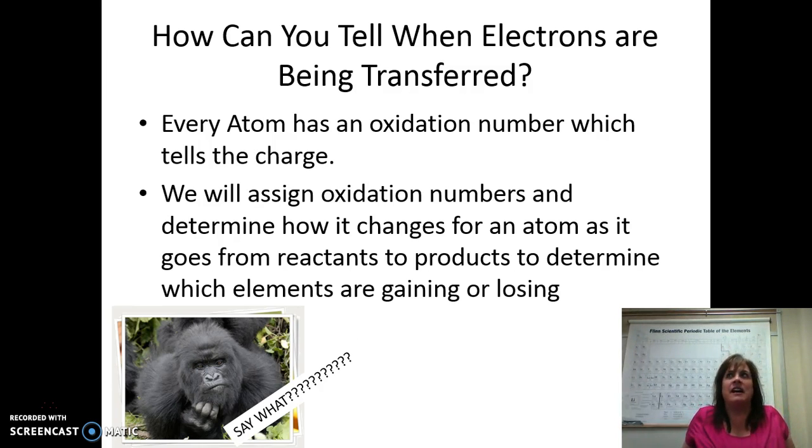Now, how do you tell, right? If you're going to have to tell if something was oxidized or reduced and learn those little acronyms, then how do you do that? Well, in order to do that, we have to assign every atom what's called an oxidation number, and that oxidation number tells us the charge. And if we assign every atom a charge on the reactant side and the product side of a reaction, then we can look at how the charge changes. Does it become more positive, lose electrons, or does it become more negative, gain electrons? So what? Well, in order to do that, we need to learn some rules.